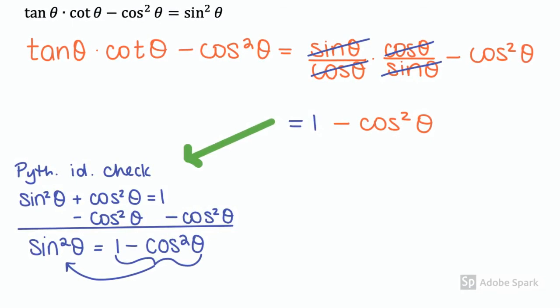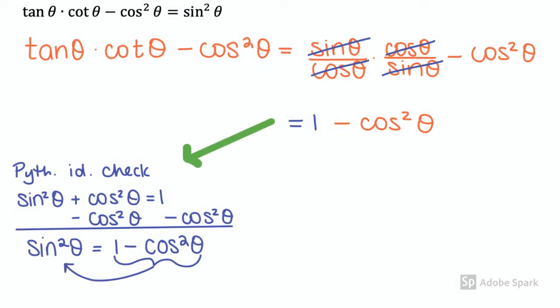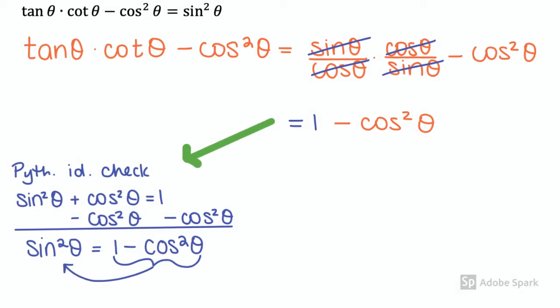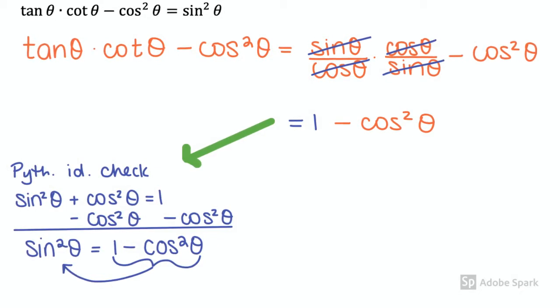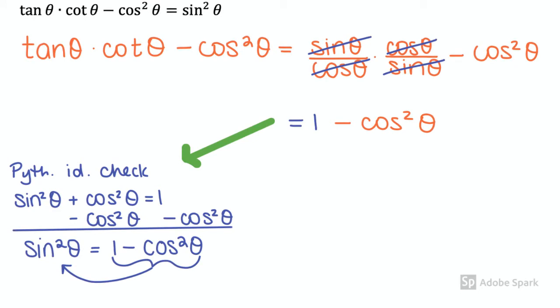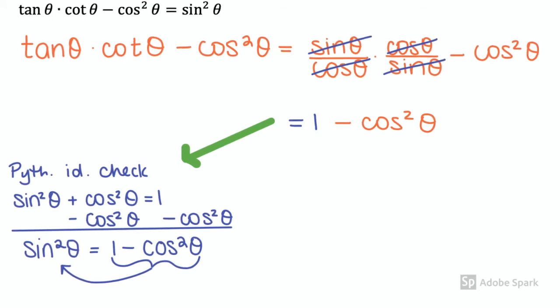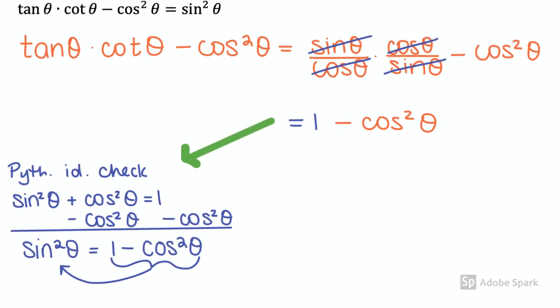Now that I have my 1 minus cosine squared, it's time to think about the strategy highlighted in this video of simplifying using a Pythagorean identity. What I notice is that when I have a 1 and a cosine squared, I know that one of the Pythagorean identities, namely the original one, sine squared plus cosine squared equals 1, has those two terms in it, a 1 and a cosine squared.